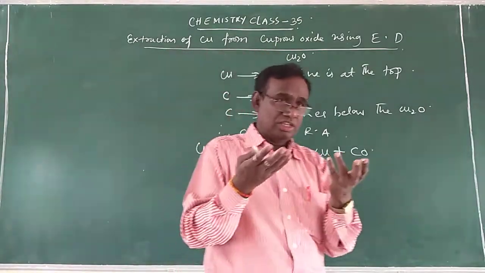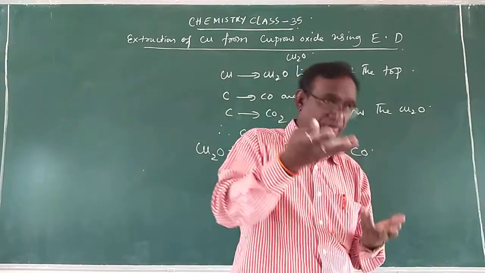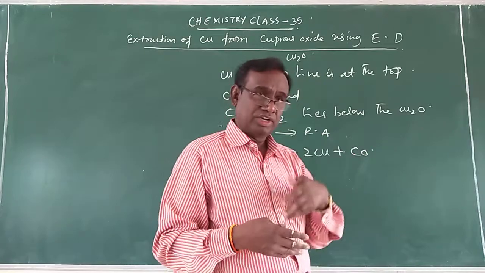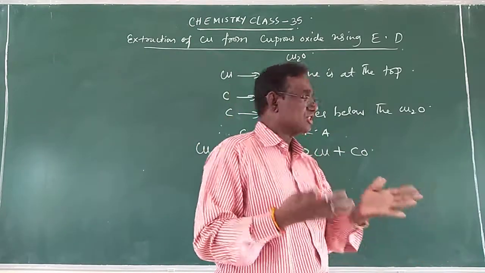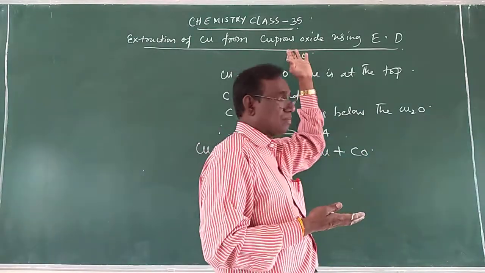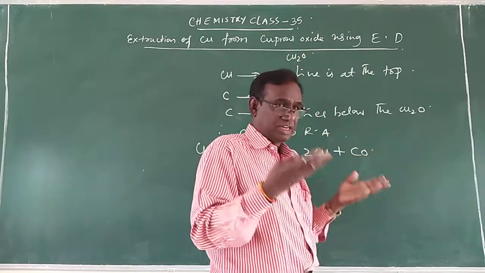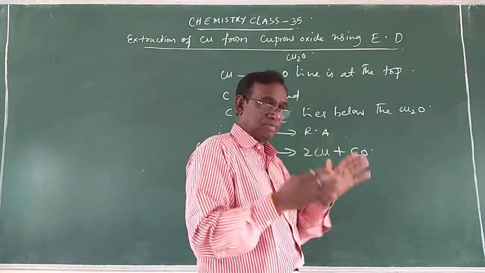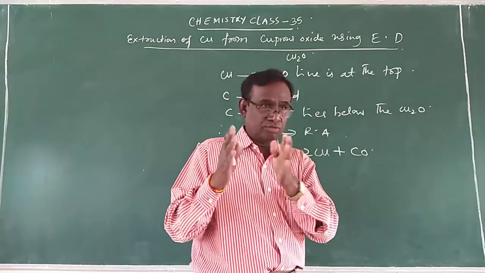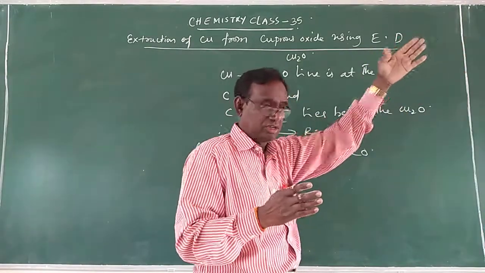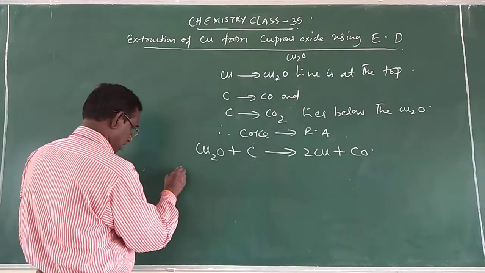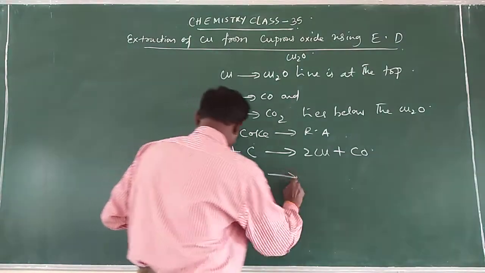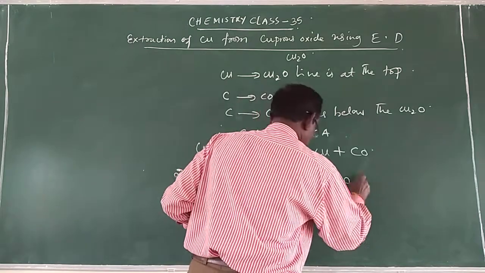Generally almost all the copper ores are sulfide ores. So first all the sulfide ores are converted into oxide ores. We are not getting the oxide ores directly, except one or two. So if the sulfide ore is present, we have to convert it to oxide ore first. How? Using the formula 2Cu2S plus 3O2 gives 2Cu2O plus 2SO2.